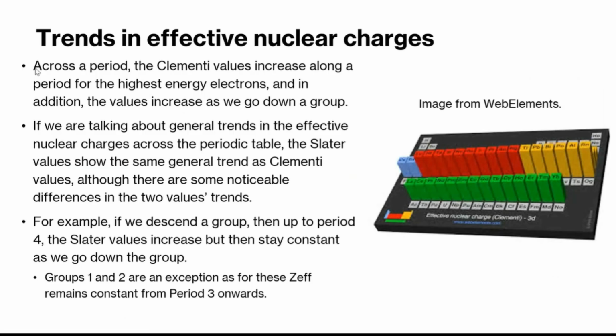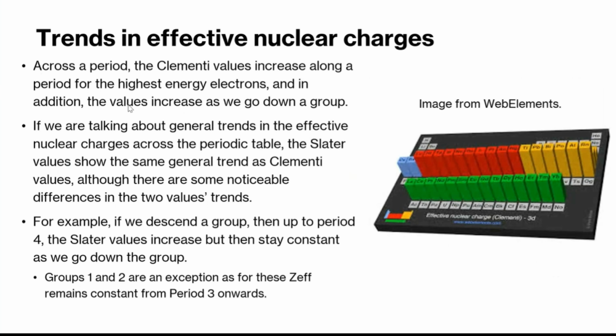Here's the trend in effective nuclear charge. Across a period, the Clementi values increase for the highest energy electrons. In addition, those values also increase as we go down a group. If we're talking about general trends, between Slater values and Clementi values, we get the same general trend: if you go down a group, the effective nuclear charge will increase, and if you go across a period, the effective nuclear charge will also increase. So that's the general trend established by both sets of values.